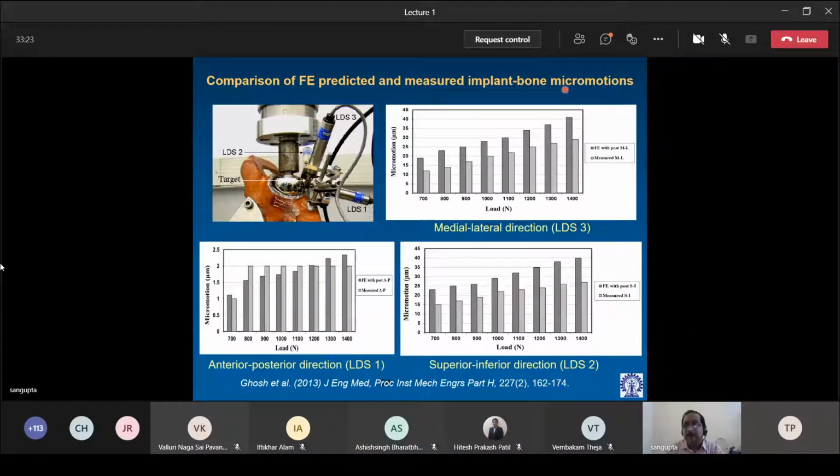Okay, the micromotions term generally means relative displacement between two bodies. Okay, so we can actually measure LDS1, LDS2, and LDS3. So one is FE predicted, another is measured, and this also shows very good agreement between the predicted data and the measured data. So all are published in good journals in the area.